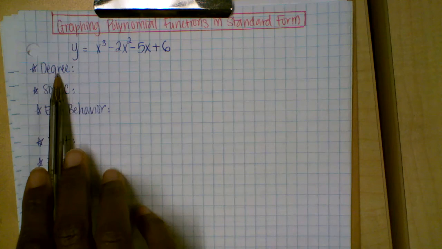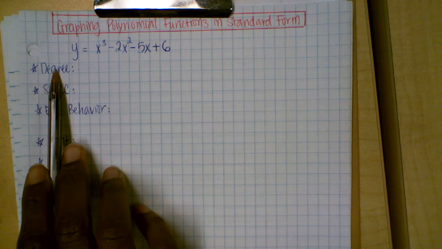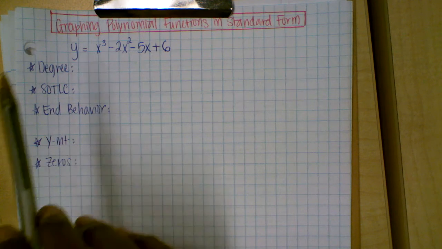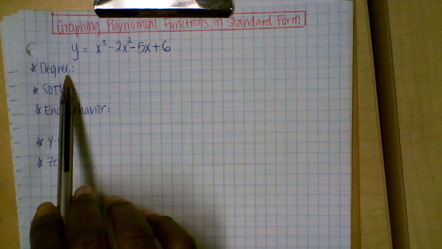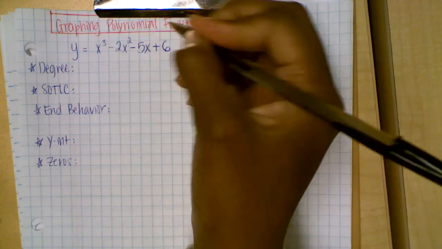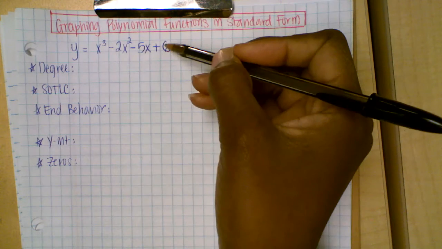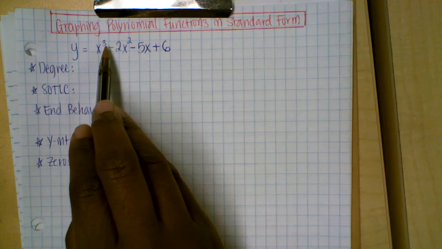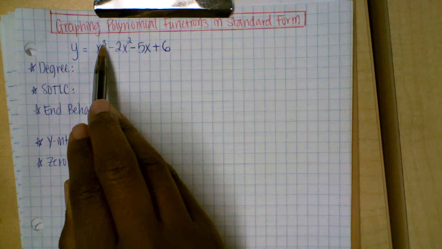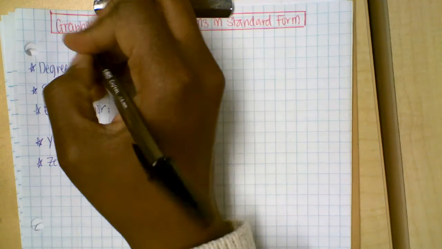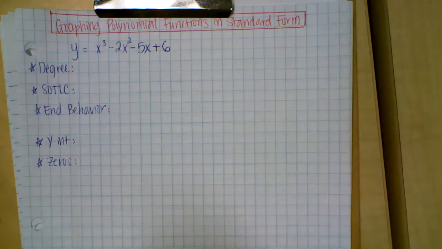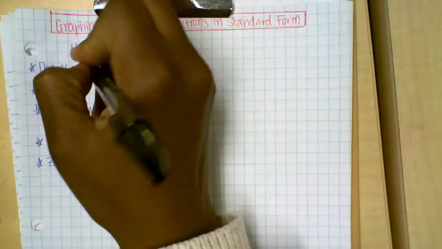Okay, so first, you're going to list out the key features. So let's start with the degree. The polynomial is already written in standard form, so the highest exponent is the first exponent. So it's going to be 3. The degree is 3, but I just want to find out if it's odd or even. Since 3 is an odd number, I'm going to write odd.